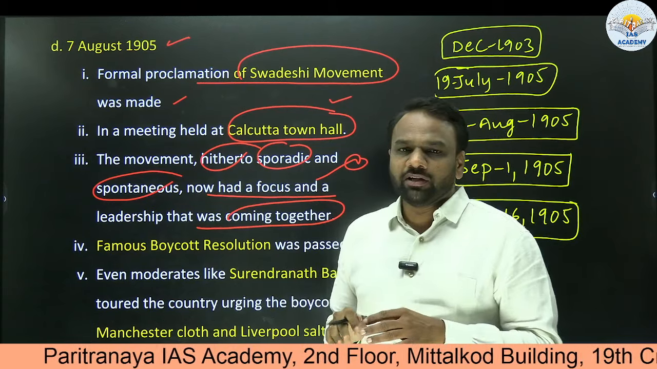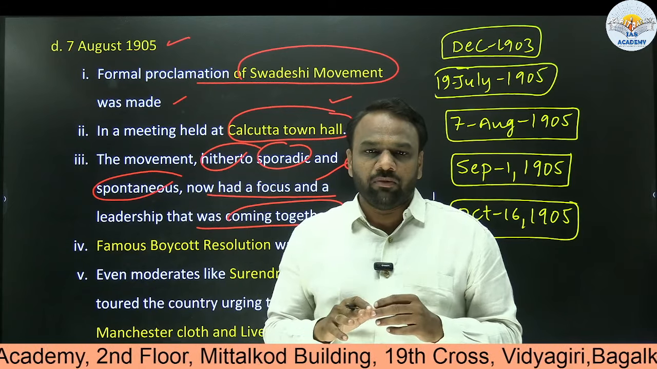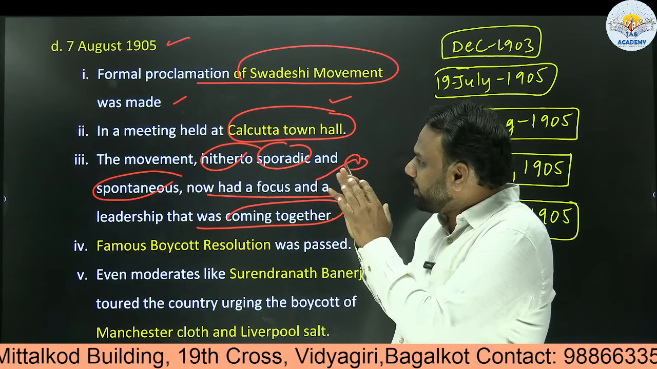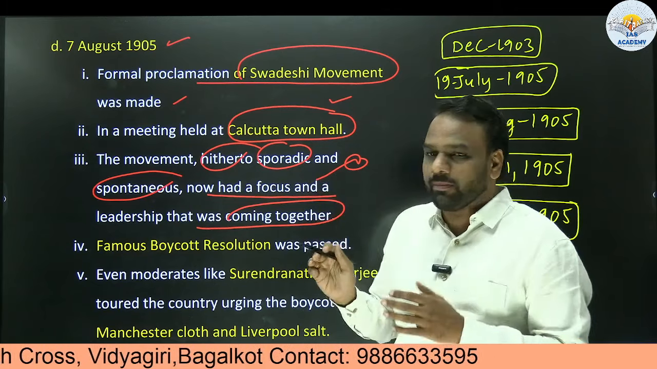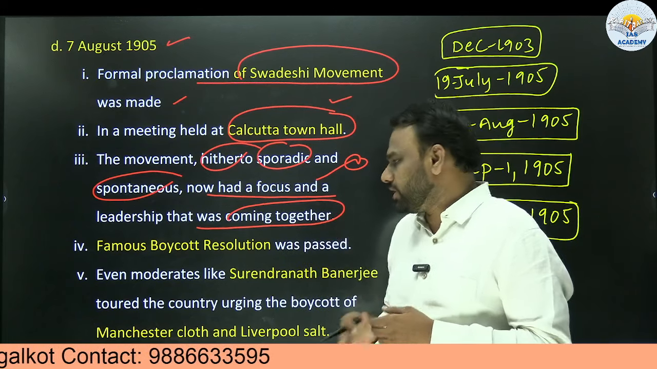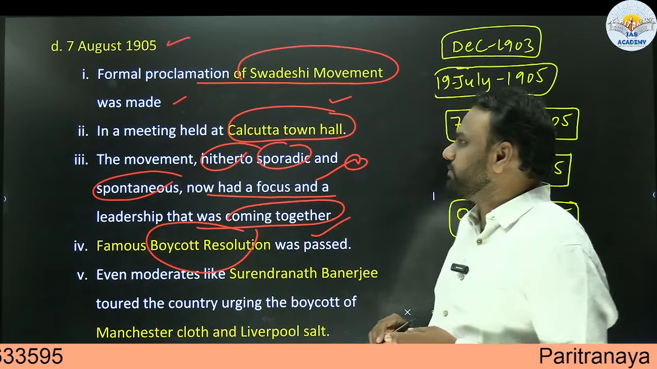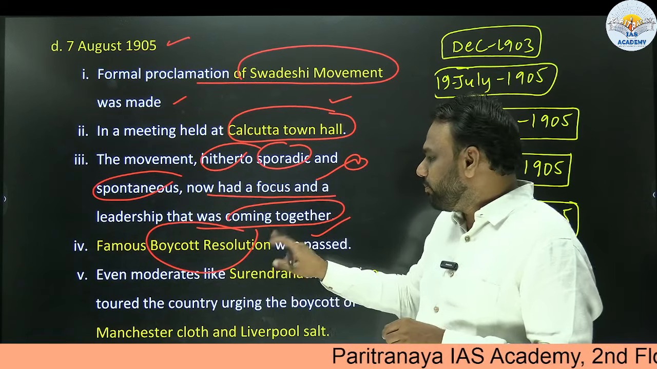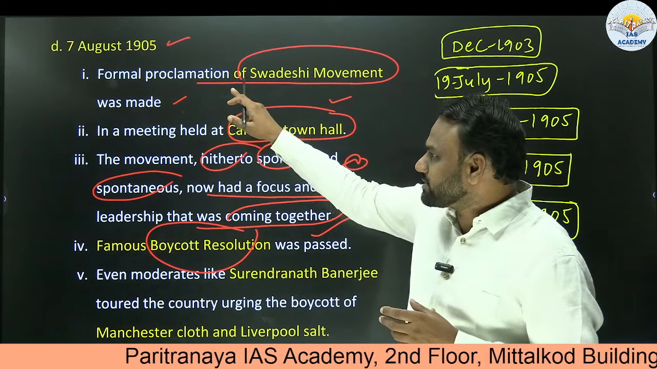Until this point, there were movements going on in different parts of Bengal or the country, but they were in unorganized form. There was no common leadership. But once the Swadeshi movement was launched formally in 1905, all this unorganized way became organized. Previously spontaneity was there, but now spontaneity got reduced. An organized way of planning and protesting started. Another very important point is that the famous boycott resolution was also passed on 7th August 1905, when the Swadeshi movement was launched.